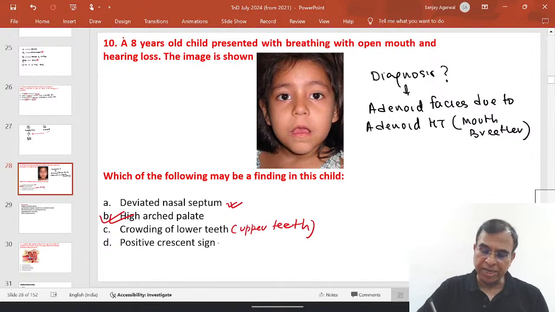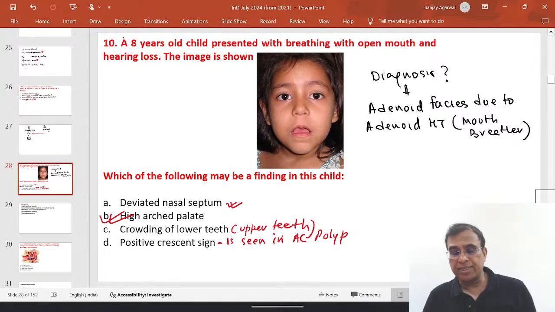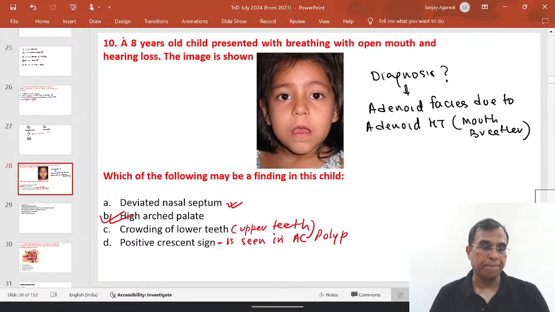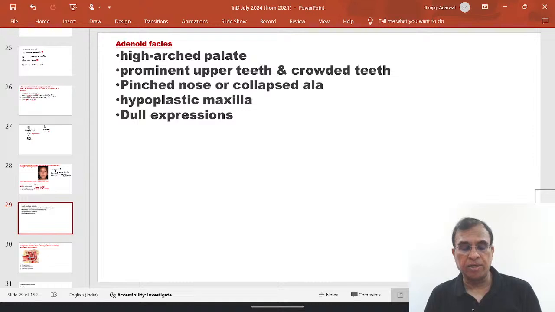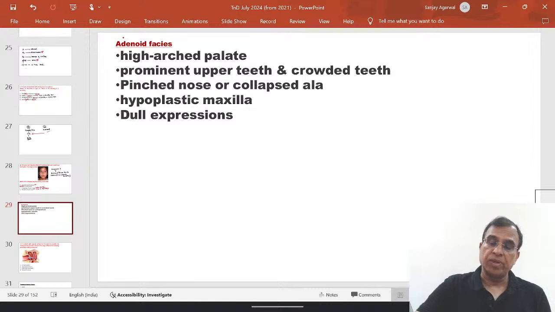And positive crescent sign is seen in antrochoanal polyp. Positive crescent sign is seen in antrochoanal polyp, and this has nothing to do with adenoid. In adenoid, there is no crescent sign. Right. So these are the 5 features of adenoid faces. Now, one of the ways of remembering these 5 features is that the first 2 features are present in the mouth. Both are features of the mouth.